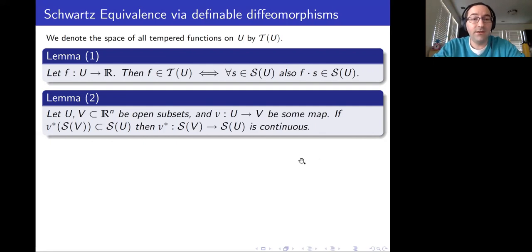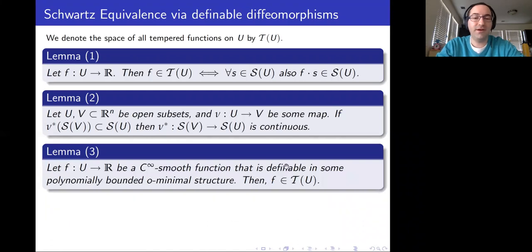And the third lemma will be that if we have a C-infinity smooth function that is definable in some polynomial bounded o-minimal structure, then it is tempered, right? And again, in this crowd, I hope it's highly believable, right? So a definable function, as you approach the boundary, cannot explode exponentially.